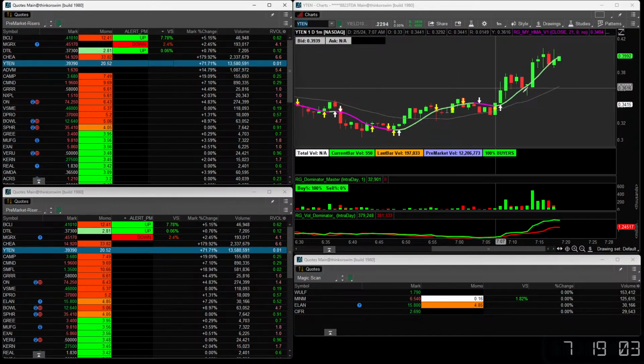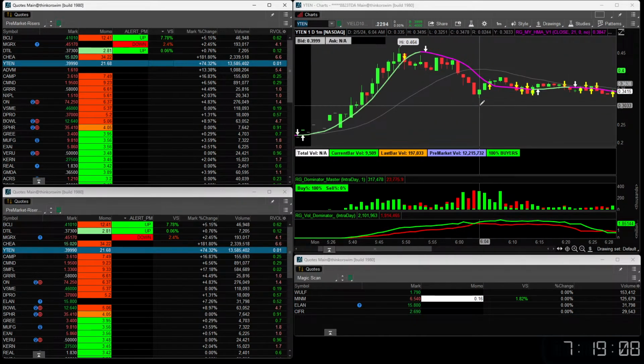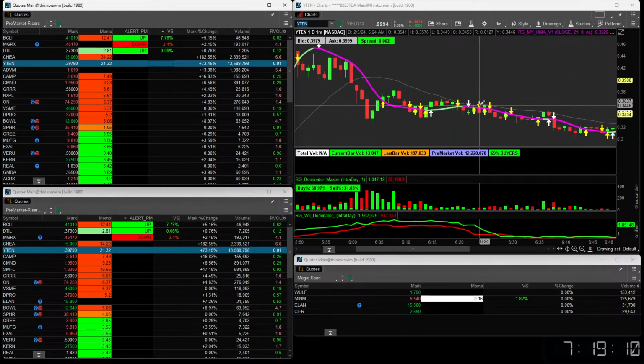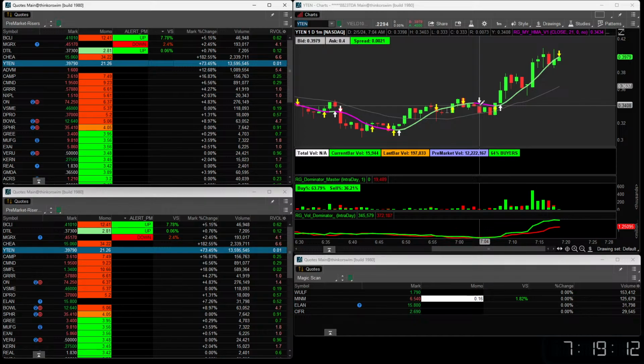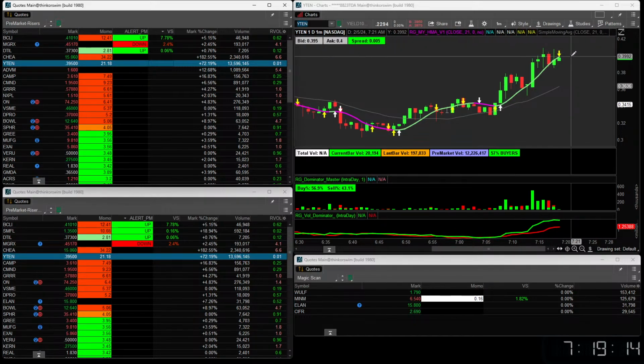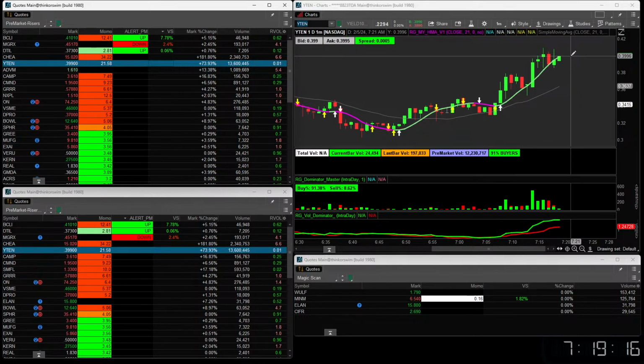YTEN, this is the first one we looked at this morning. It's still floating around. So it hit a high of 46 cents. Now we're at about 39 or so.